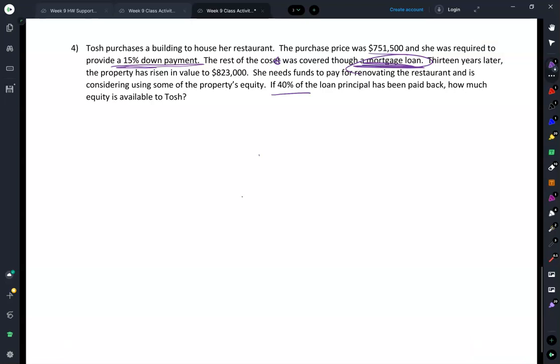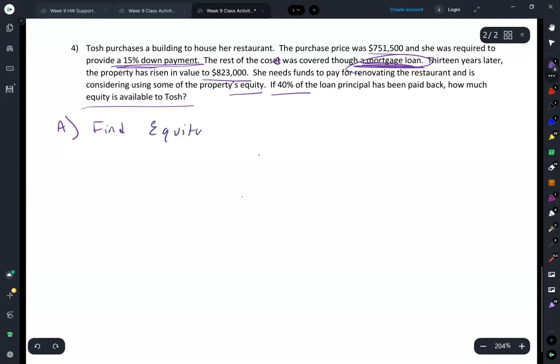13 years later, the property has risen in value to $823,000. She needs to pay for renovating the restaurant and is considering using some of the property's equity. If 40% of the loan principal has been paid back, how much equity is available to Tosh? So here we're trying to find the equity.